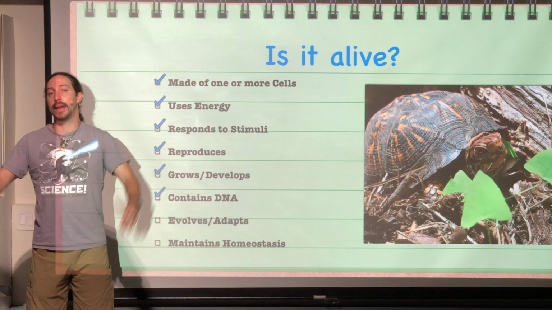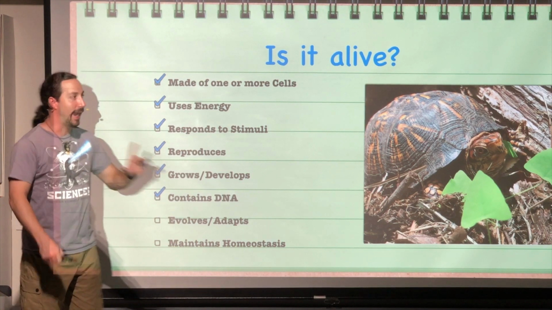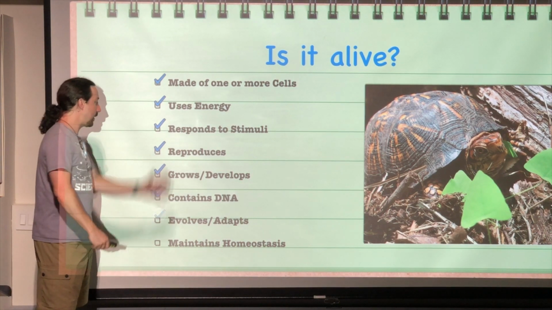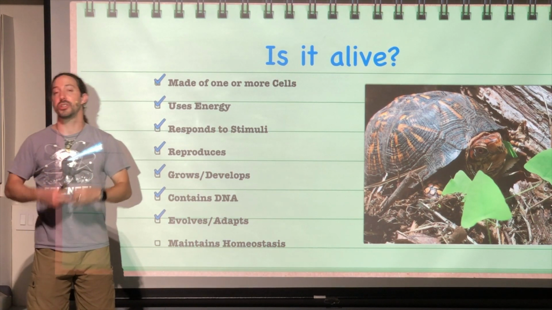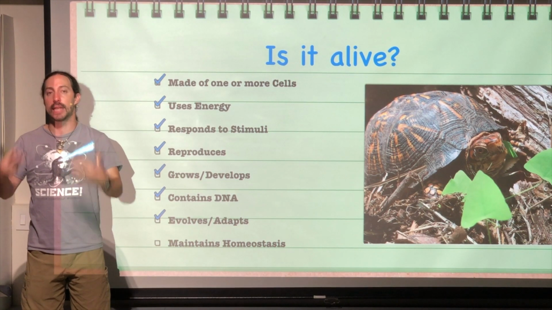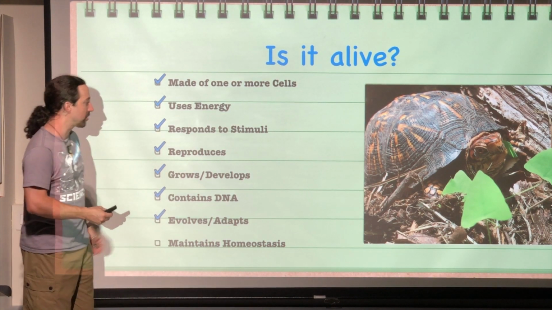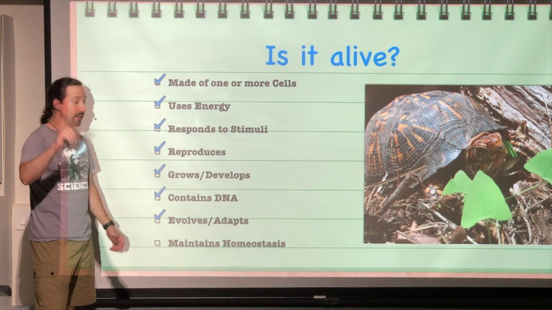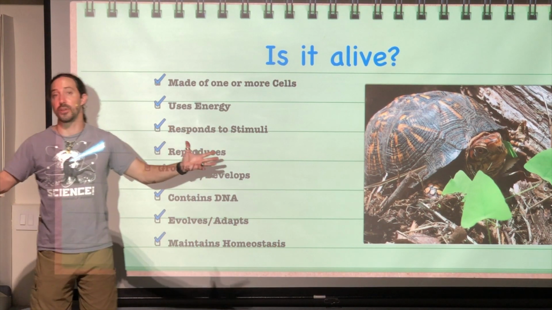It contains DNA, absolutely. Every single one of the cells that the turtle is made of has DNA within it, that is passed on from its parents. Yes, also, as a population, the turtles have evolved and adapted over time. There are changes that have occurred for the eastern box turtle that we can talk about when we get to that unit. And lastly, yes, it absolutely maintains homeostasis.